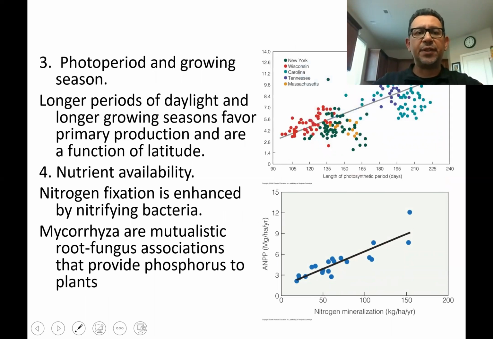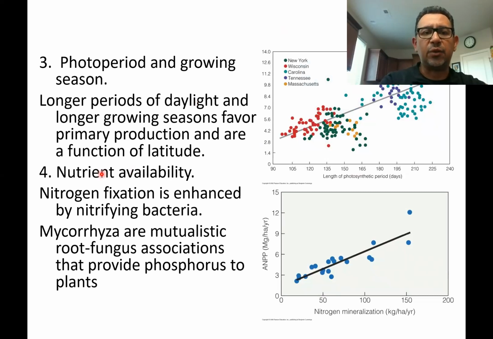Photoperiod also matters. There are going to be times in the year when there's going to be longer periods of daylight, and that is important for the productivity of a terrestrial ecosystem. Longer growing seasons are going to be favoring primary production in latitudes that are going to be closer to the poles.